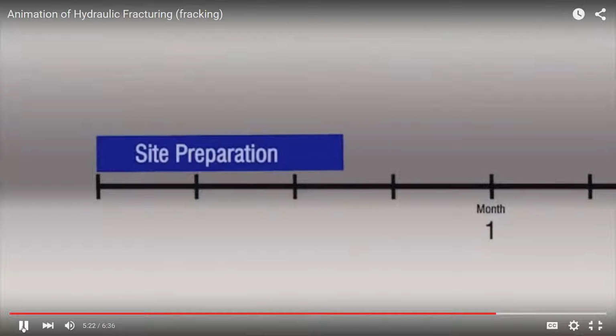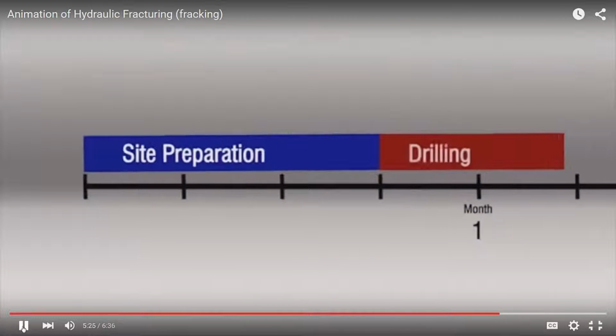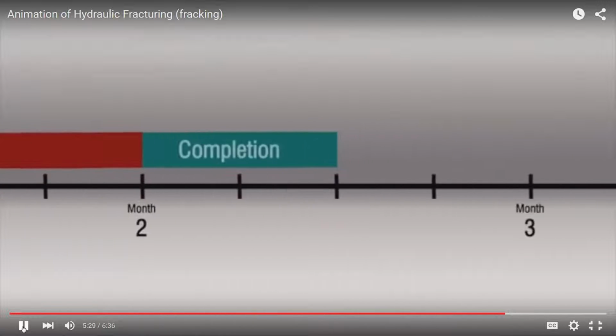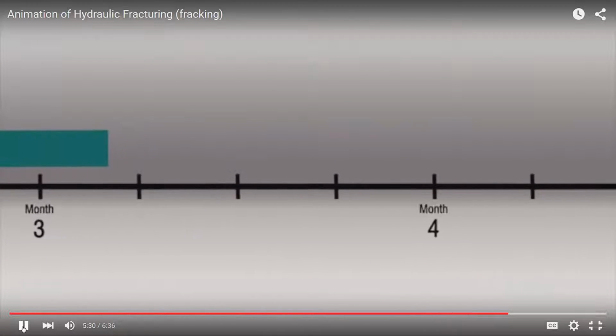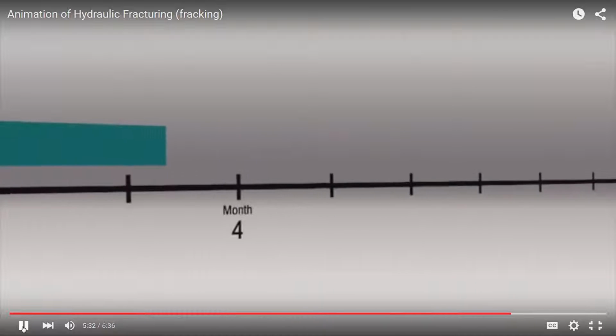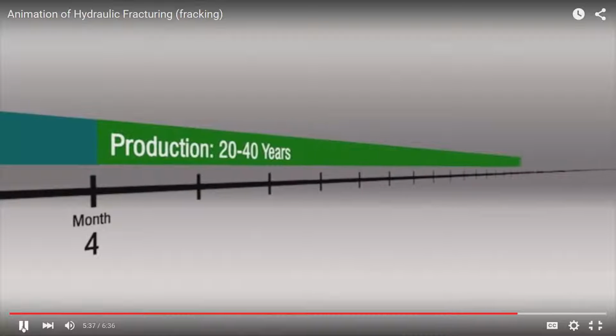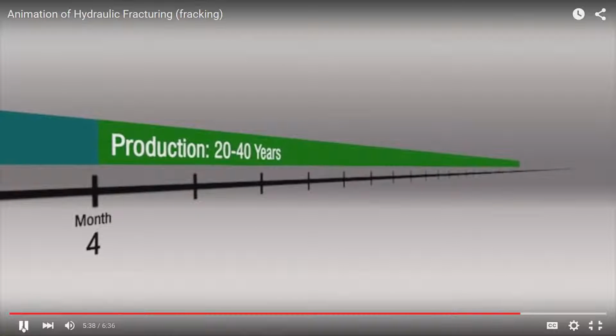To prepare the site, 4 to 6 weeks to drill the well, and then 1 to 3 months of completion activities, which includes 1 to 7 days of stimulation. But this 3 to 5 month investment can result in a well that will produce oil or natural gas for 20 to 40 years or more.